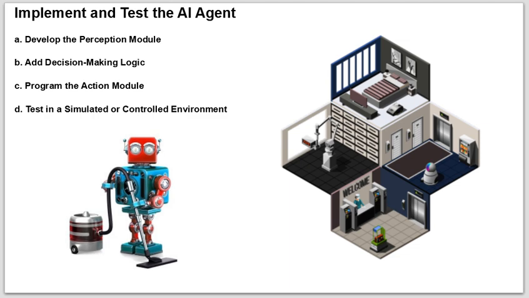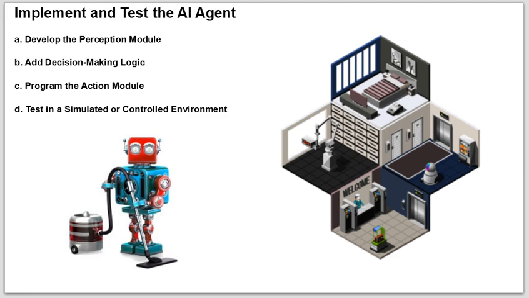Then add decision-making logic. Integrate algorithms in the planning module to determine actions based on goals and environmental data. Example, the robot calculates the most efficient route around the furniture to clean the entire room. Program the action module. Write code to translate decisions into real-world actions. Example, the robot's wheels move it forward while the actuators adjust direction when obstacles are detected.